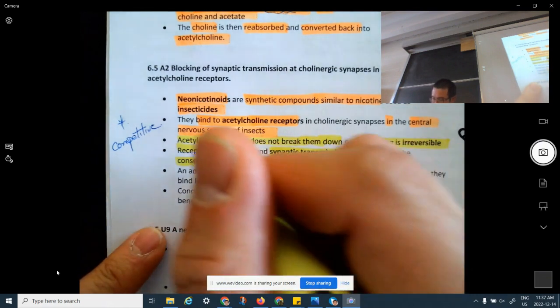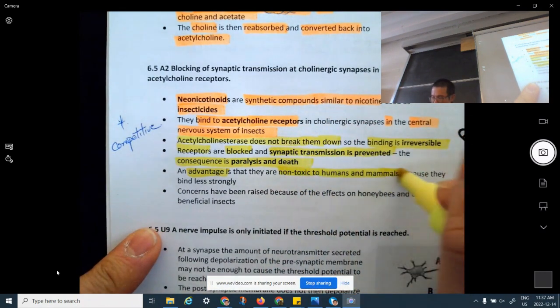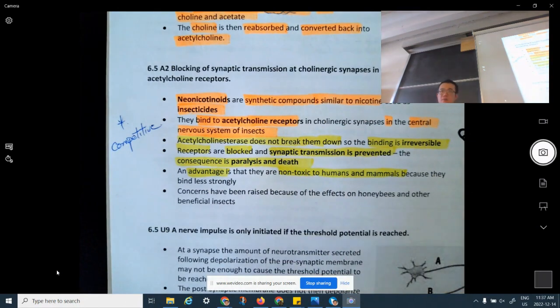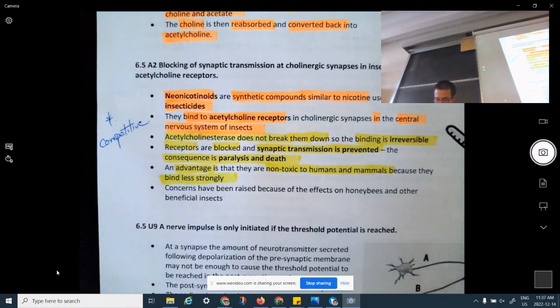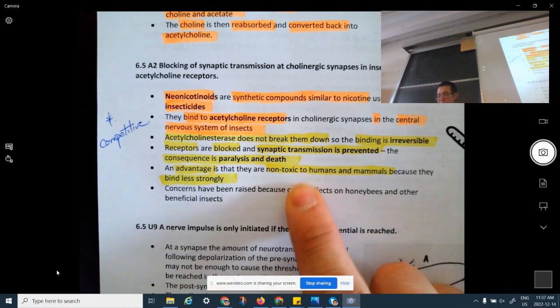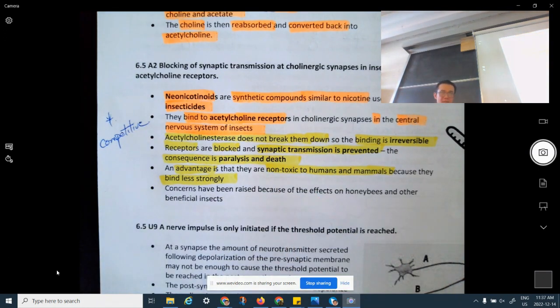Now, an advantage of using this type of insecticide is that it's non-toxic to humans and mammals. They just don't bind to our acetylcholine receptor as strongly as they would bind to an insect one. I don't know why. Probably some structural differences. And in some ways, this is important. How many of you have walked past someone's lawn, and on the lawn there's a sign saying, "We just sprayed insecticide, so try not to walk on our lawn, or don't let your dog walk on our lawn." It is one of those things you have to watch out for if you spray insecticide.